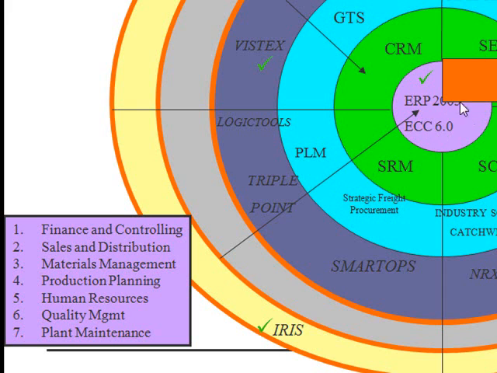This core SAP product ECC 6.0 has these 7 modules plus a lot more, but these are the most popular modules that are out there: finance and controlling, sales and distribution, materials management, production planning. The top 4 are the most popular modules that are implemented in any SAP implementations.